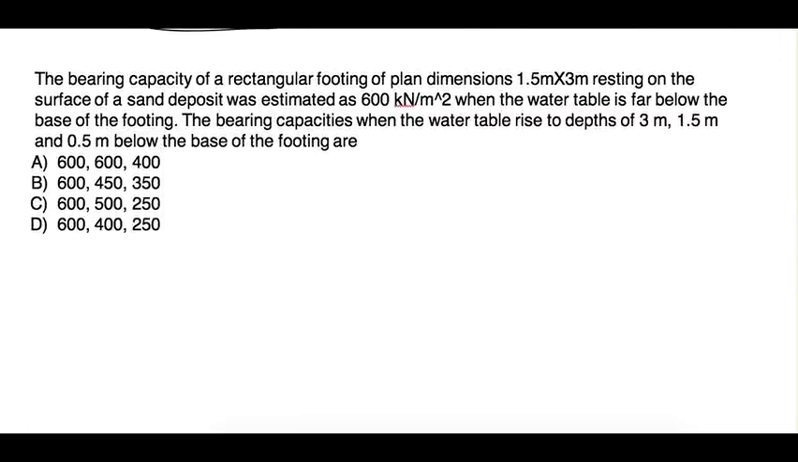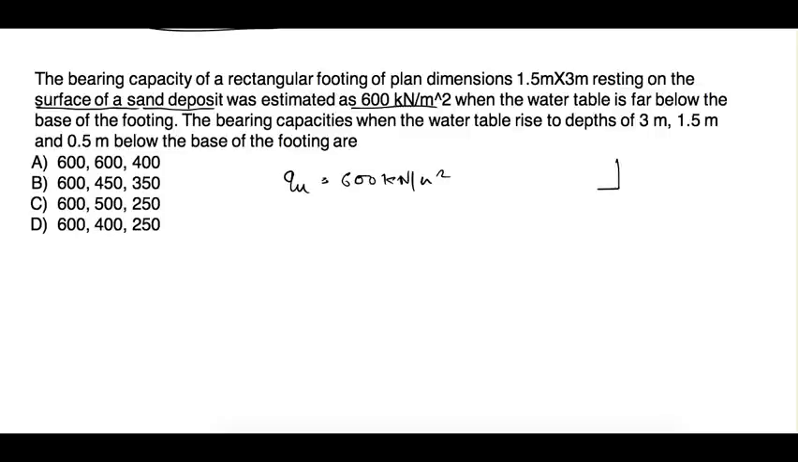The next one is the bearing capacity of a rectangular footing of plan dimensions 1.5 meter by 3 meter, resting on the surface of a sand deposit, was estimated as 600 kilonewton per meter square. So Qu, if we say, is given as 600 kilonewton per meter square.